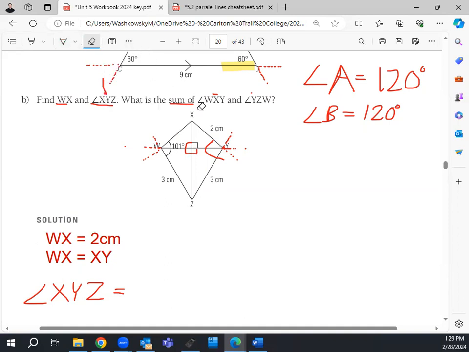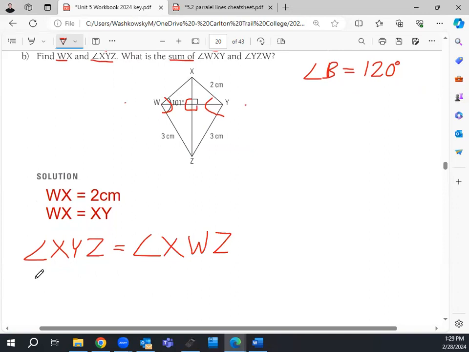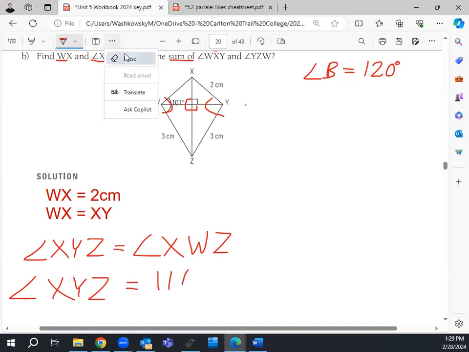I have to know that this kite, because we have a lot of similar shapes here, if this angle over here is 101, it means this one over here is 101. So basically, angle XYZ is the same thing as angle XWZ, which would mean that angle XYZ is 101 degrees, because that's what XWZ is.